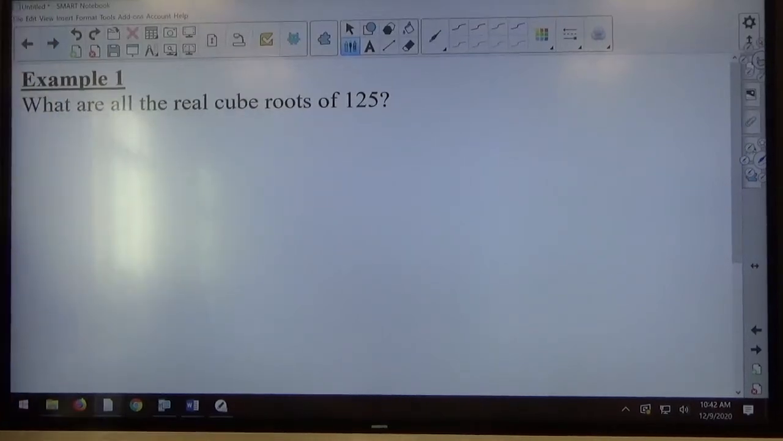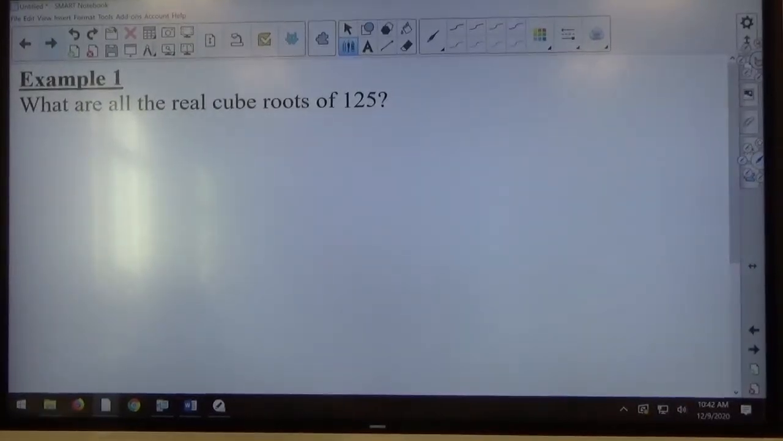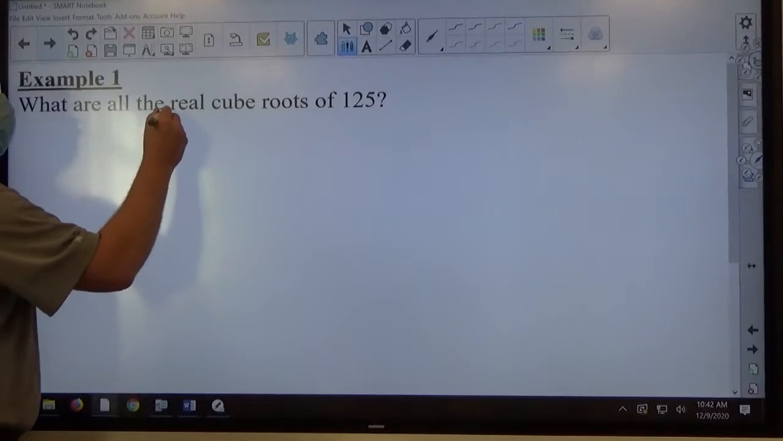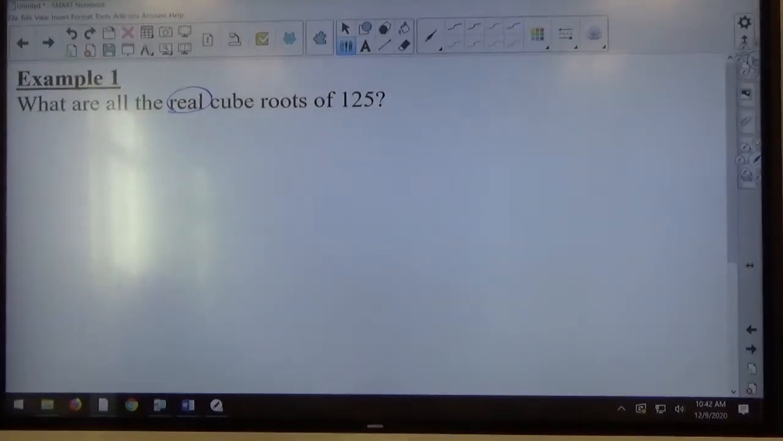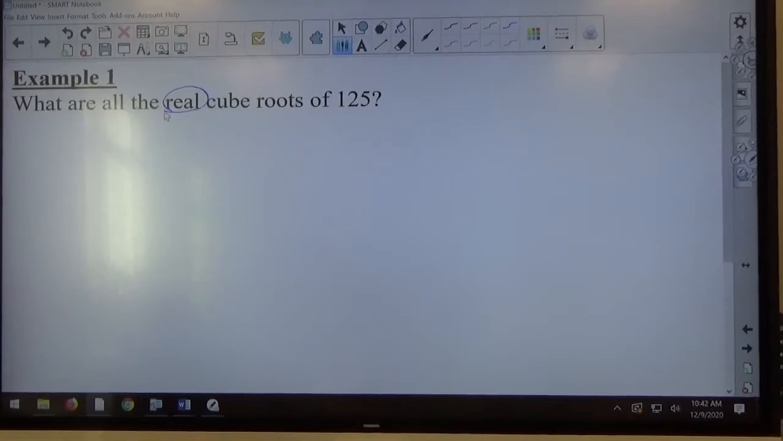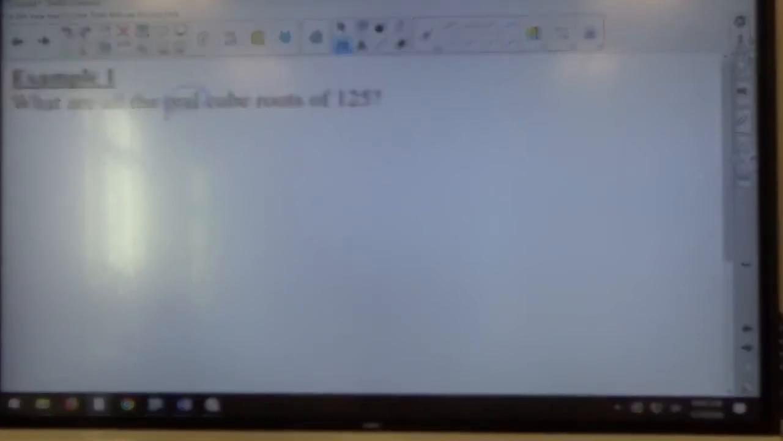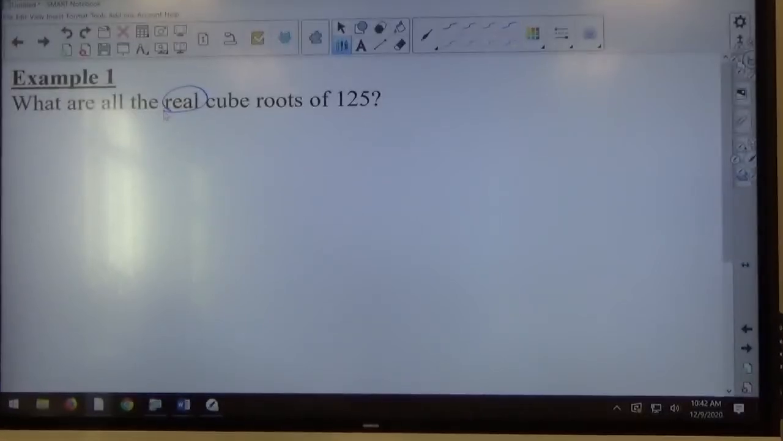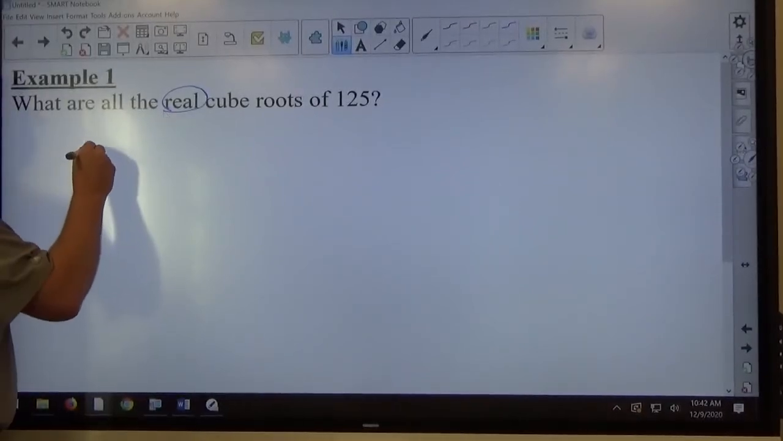So example 1, it says, what are the real cube roots of 125? And the word I want you to focus on here is real. Okay? There are imaginary roots all over the place for numbers. If you multiply certain numbers times themselves 3 times, you can get 125. But we want real numbers that do it. All right? So the basic idea of this problem is this.